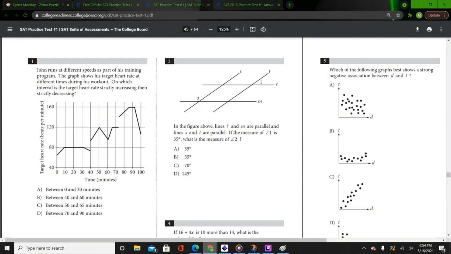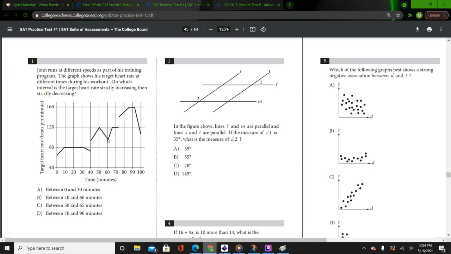John runs at different speeds as a part of his training program. The graph shows his target heart rate at different times during his workout. On which interval is the target heart rate strictly increasing, then strictly decreasing? Really, the last part of most of these questions is what they're asking. So, strictly increasing the heart rate and then strictly decreasing.